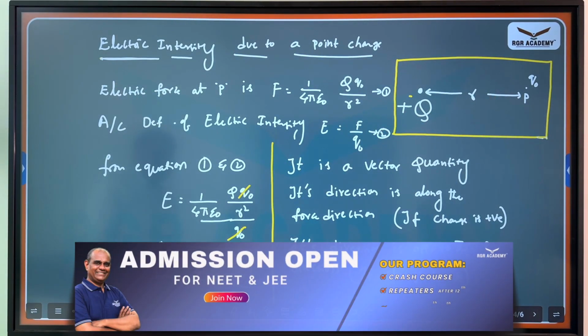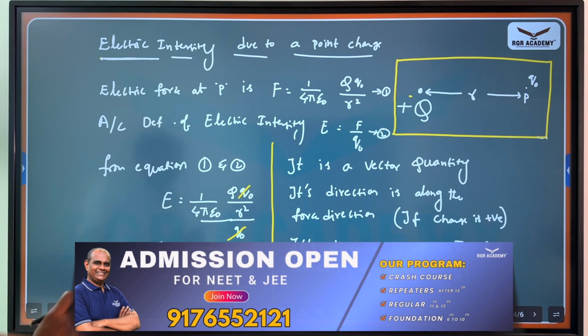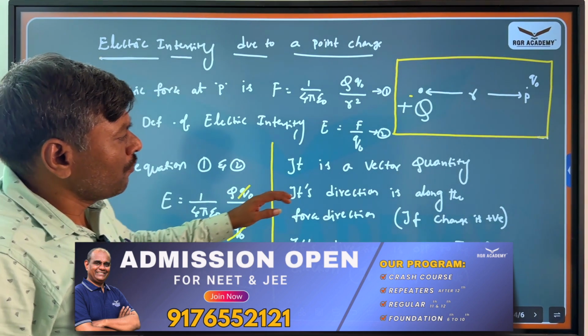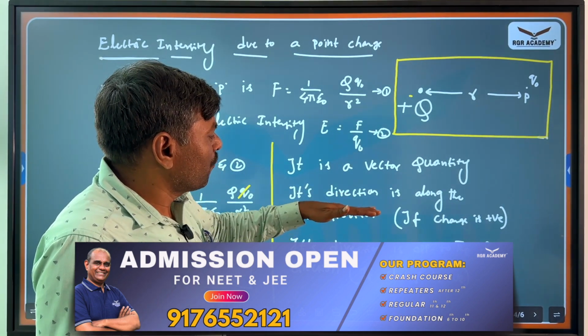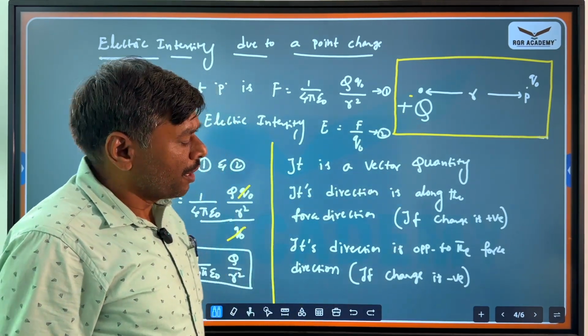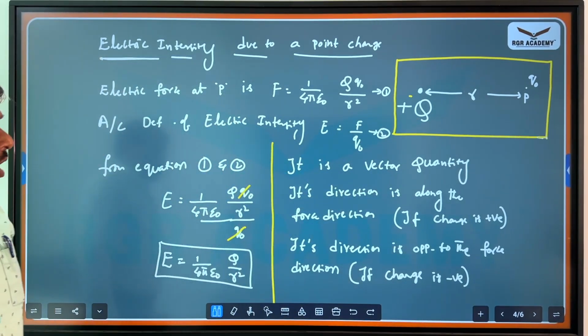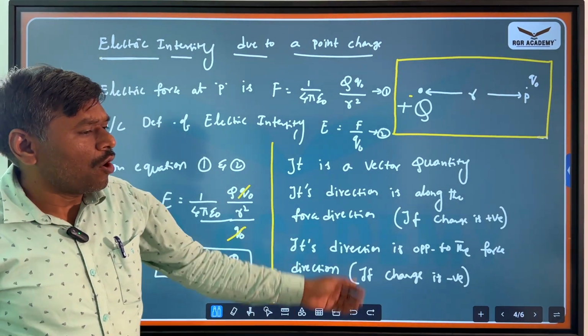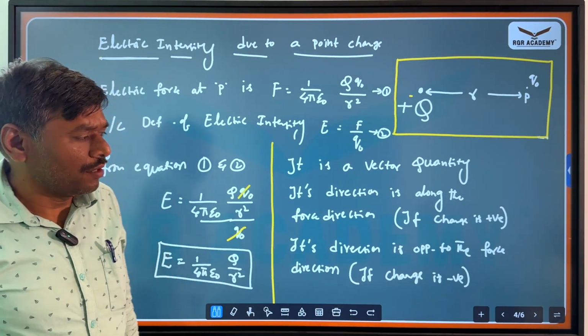Electric intensity is a vector quantity. If the charge is positive, its direction is in the force direction. If the charge is negative, the electric intensity direction is opposite to the force direction. Thank you.